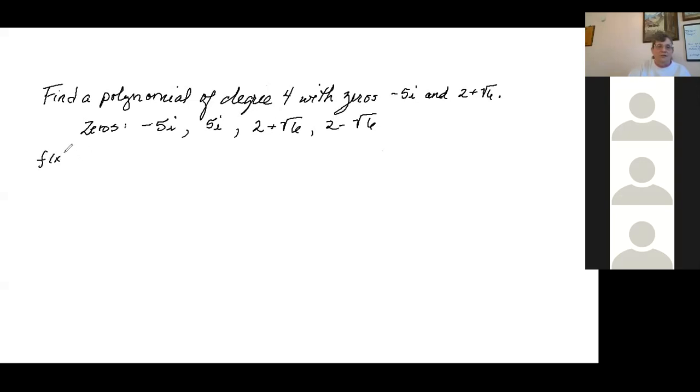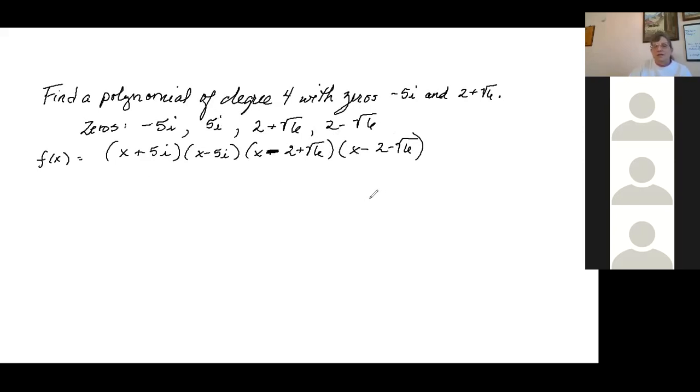So our function consists of x plus 5i from this one, x minus 5i from this one, x minus 2 plus square root of 6, and x minus 2 minus the square root of 6. Technically speaking, I should put parentheses around each of these and then carry the negative through, but it'll just switch it to the other one. So you really can't go wrong as long as you put a minus in front of the 2.